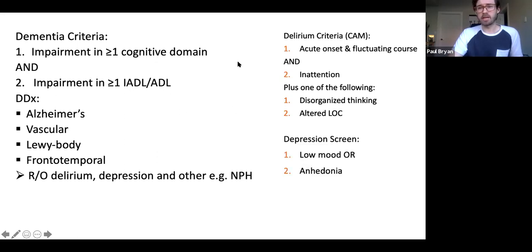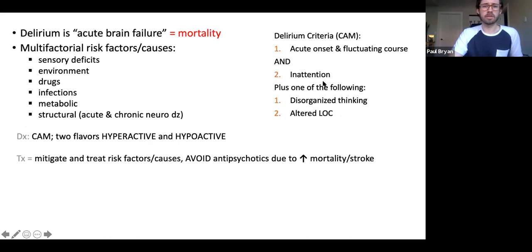So depression is, again, screen for that always and think about those features. And then here's delirium. Here are the different risk factors that you can see coming up. Basically it can be hyperactive or hypoactive. It's an important thing to recognize because it causes mortality.